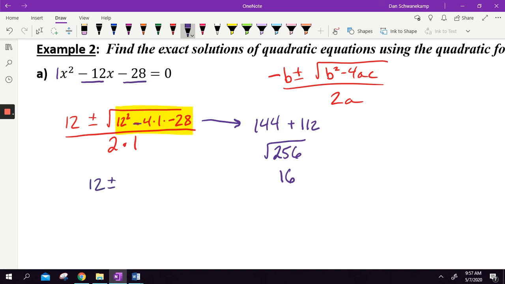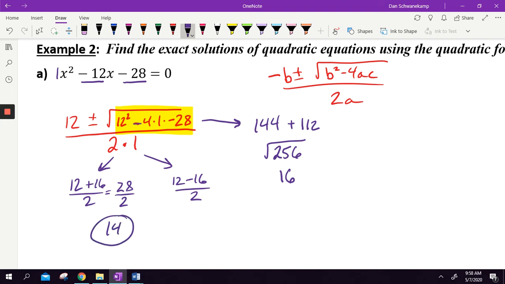12 plus or minus 16 divided by 2. Why did I just go against what I just said? Because it's a whole number, we're going to break it down into 2 problems because it's going to be easier to see. 12 plus 16 divided by 2 and 12 minus 16 divided by 2. 12 plus 16 is 28 divided by 2. That is 14. That is one of my answers.